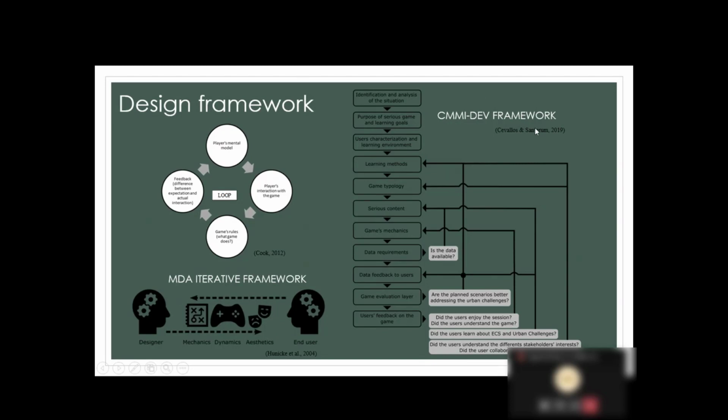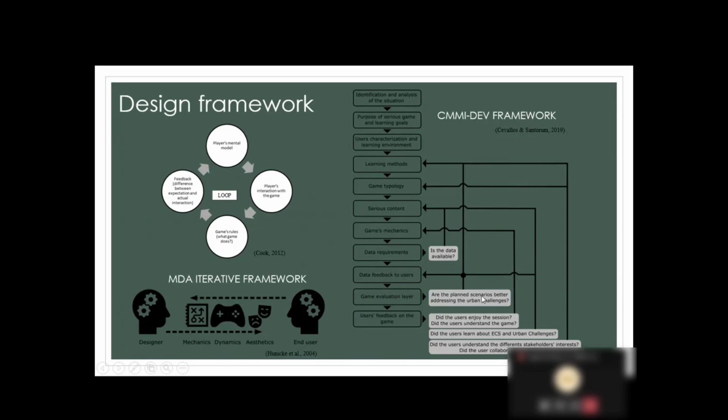And finally, a more formal framework, whose full name I don't remember, that guides you step by step through all the steps necessary to define a serious game, which is identification, analysis of the situation, the purpose of the serious game, and which are the learning goals, who are the users, what learning methods you want to use, which game typology, whether it's a multiplayer game, a single player game, an online game, a board game, the serious content you want to introduce in the game's mechanics, which is the rules and the objects and the environment of the game, and the data feedback to users, so which parts of the data are used to give feedback to users, so providing learning.